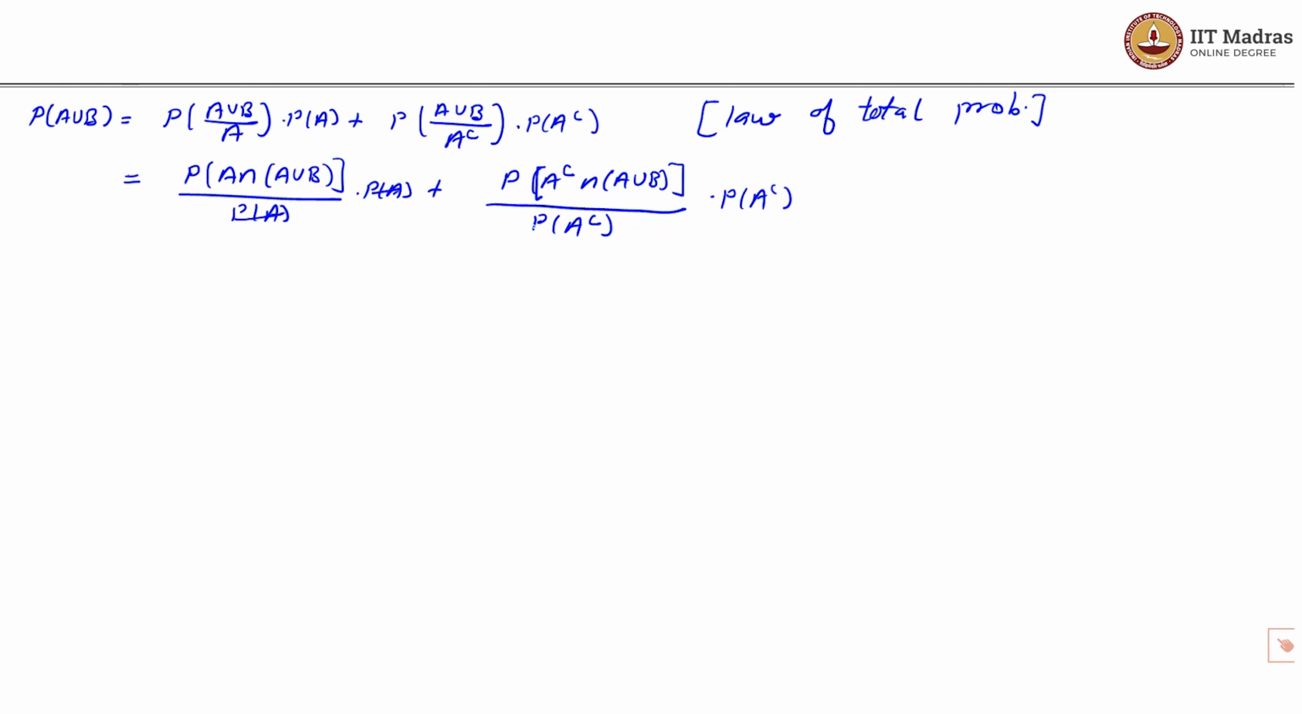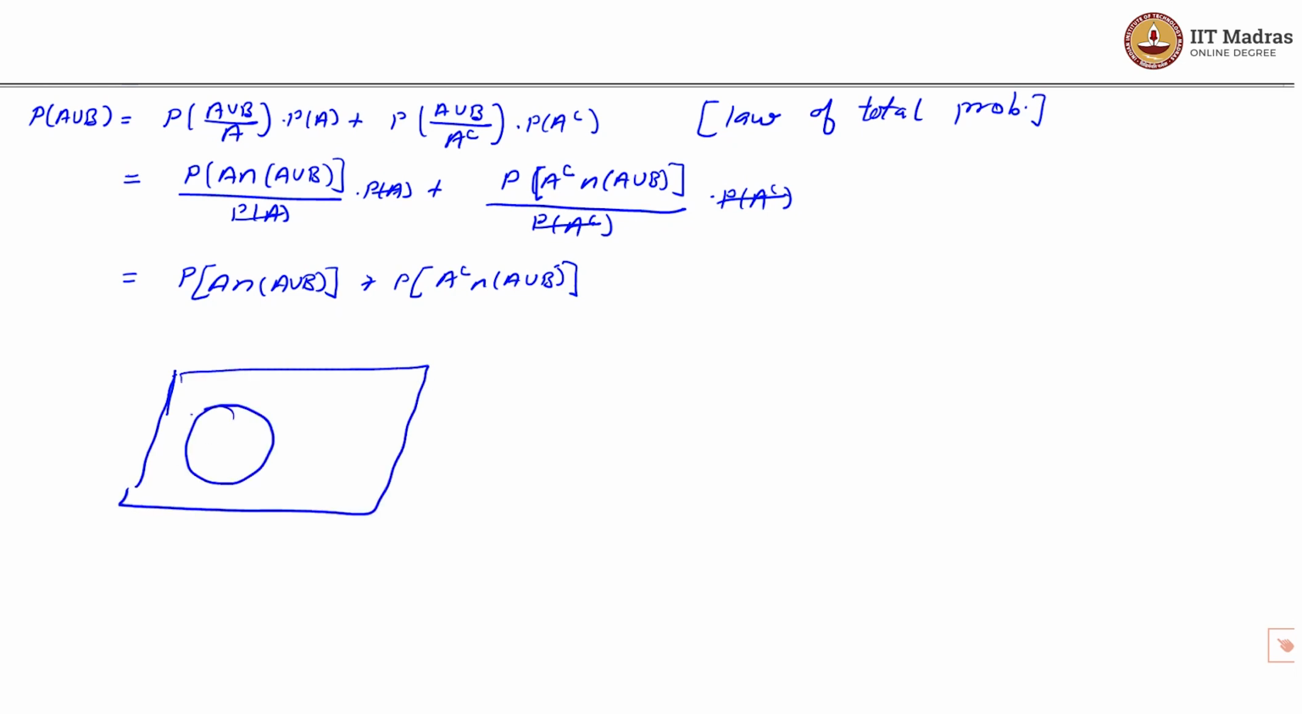Both P of A will be cancelled out, P of A complement will be cancelled out. Then I will be left with P of A intersection A union B plus P of A complement intersection A union B. Now let's check what these are by the Venn diagram. Let's say this is my whole sample space. This is A and this is B. So A union B, this whole area will be A union B.